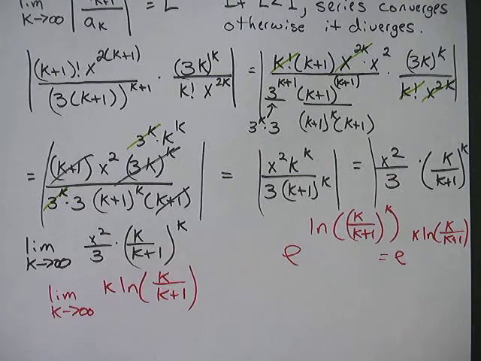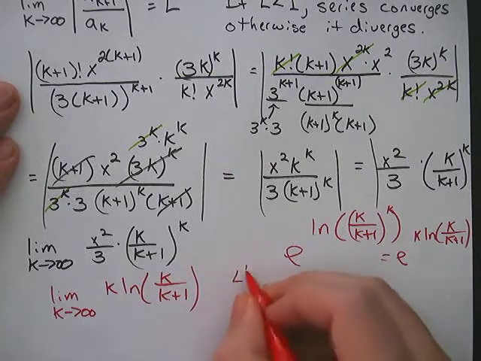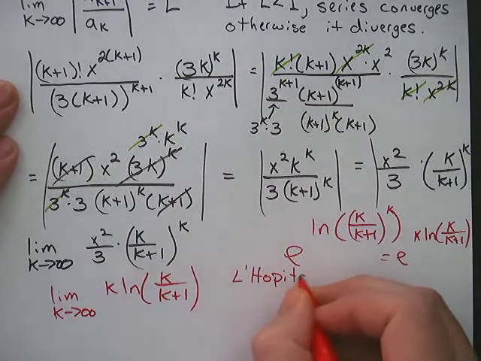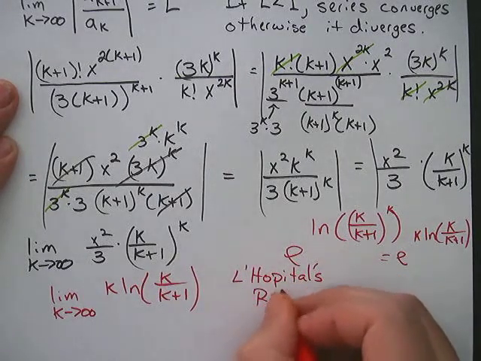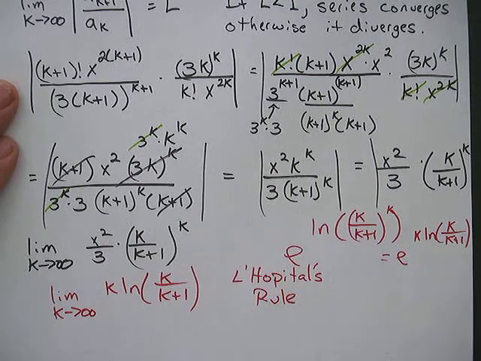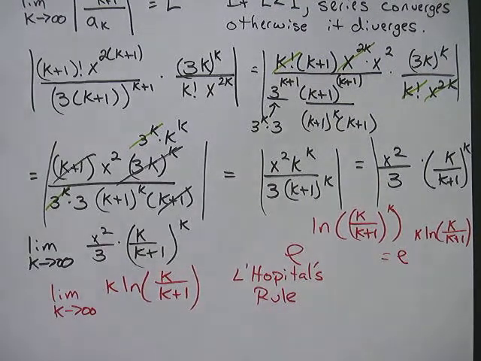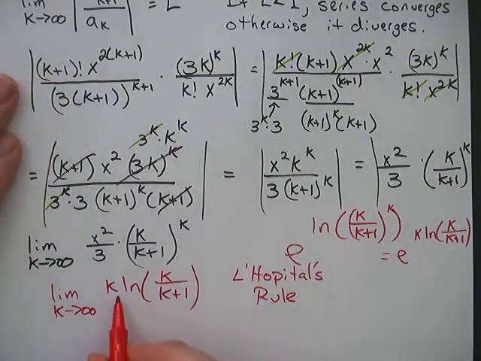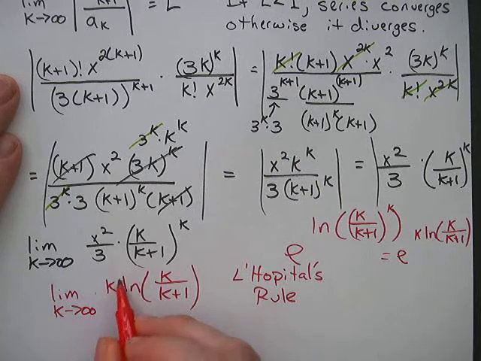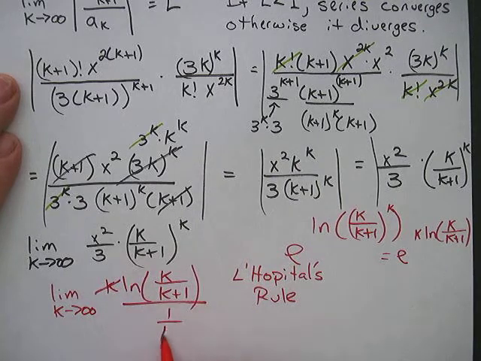Okay, so given that it's infinity times 0, I can use L'Hopital's rule on this. L'Hopital's rule is what we're going to use. So first I need to write this in terms of infinity over infinity, or 0 over 0 if we can. Okay, so I'll write it as 0 over 0. So what I'm going to do is, instead of having the k up here, I'll just divide by 1 over k.